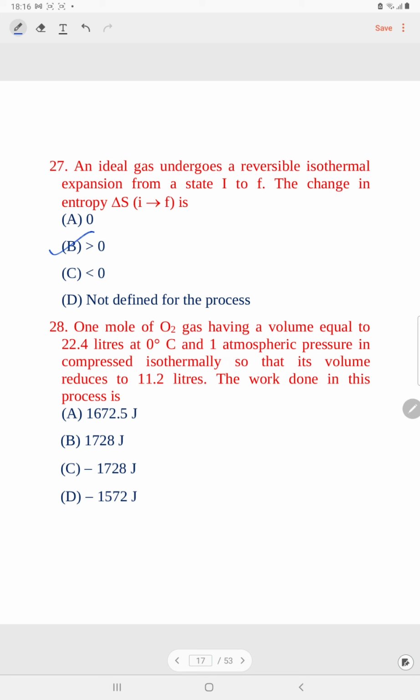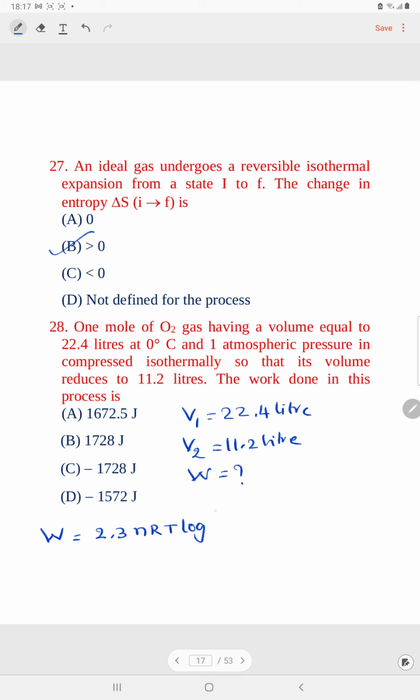Next, 28. 1 mole of oxygen gas having a volume equal to 22.4 liter, that is V1 is 22.4 liter, and at 1 atmospheric pressure is compressed isothermally so that the volume becomes 11.2 liter. What is the work done in this process? Okay, the same formula for the work done I'll be using here. It is 2.303 into nRT log V2 divided by V1 to the base 10.